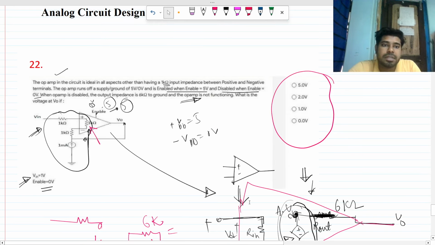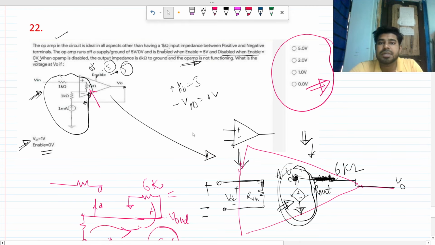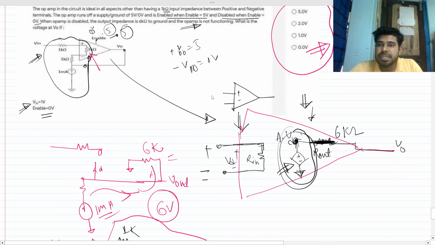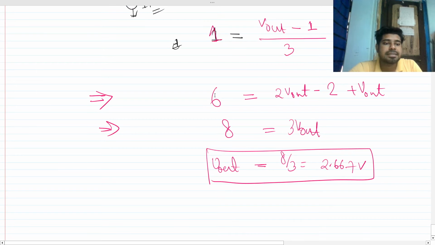Again we have to see what is the option here. Again you can see there is no 6 volt option. This is a problem from Texas Instruments. You will find this type of question regularly. Okay, so my answer is this.